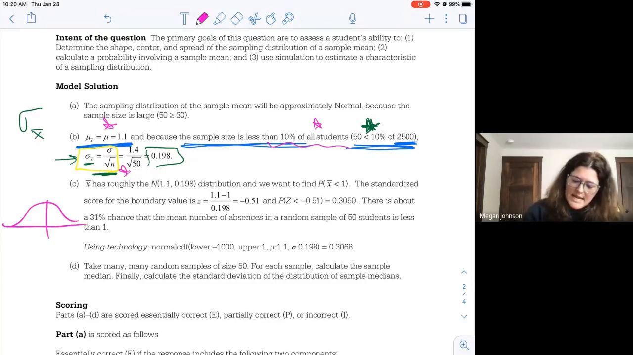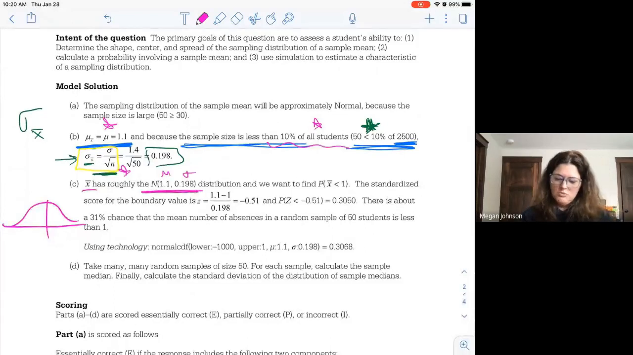So it says X bar, meaning the sampling distribution of sample means, has roughly a normal shape with mean 1.1 and standard deviation 0.198. That's what that set of parentheses is. The capital N means normal. Then inside parentheses, you do mean, comma, standard deviation. So mean of 1.1, standard deviation 0.198. We want this probability that the mean is less than 1.